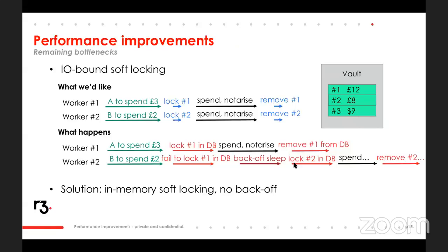So the way we do this currently is by using the database as a lock, which is really slow and bad. And if the locking fails, then we just do this exponential back off that's really slow. And once you start adding threads and more parallelism to the node, it will blow up even more. So we really want to avoid this.